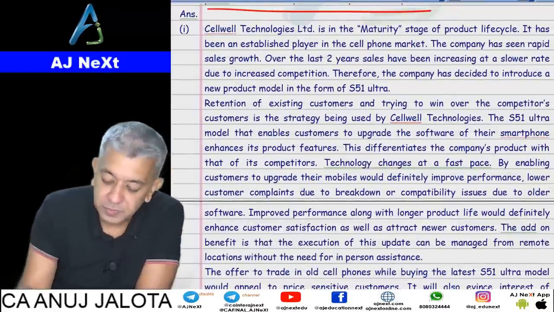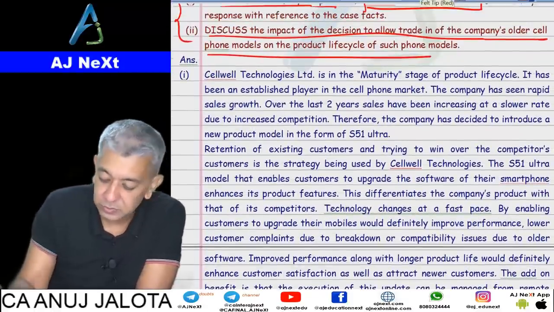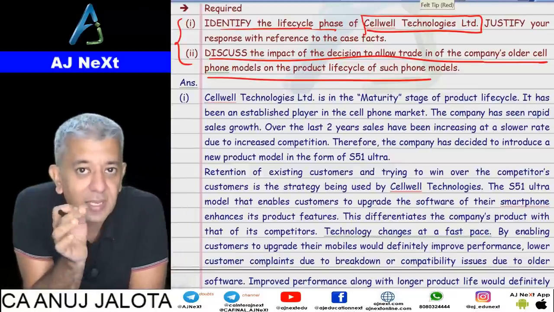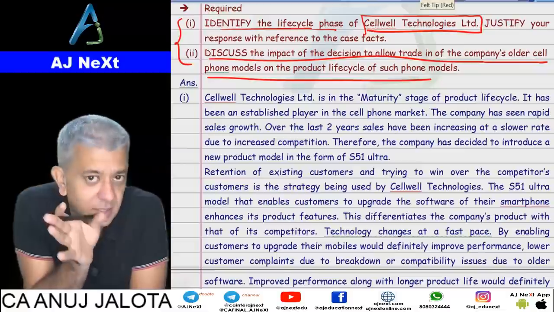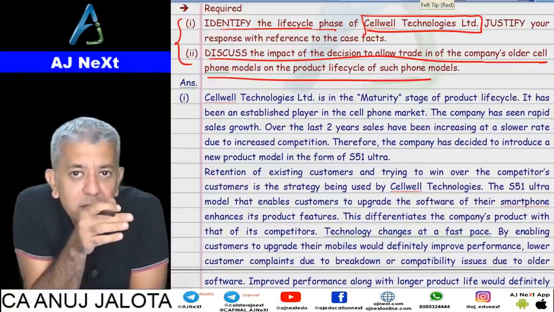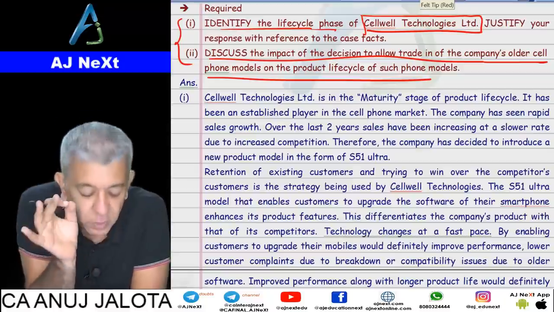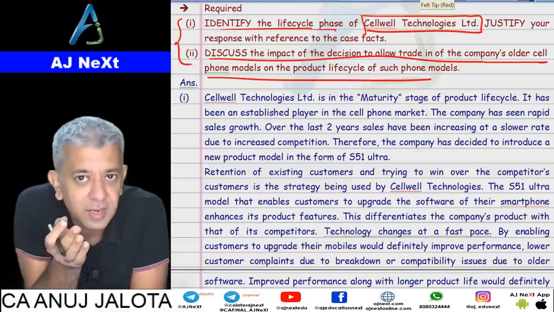Now see, this is the thing, okay, that you have to try to be saying in the first case that, like, you know, the answer is maturity stage. But you have to try to bring in the facts in this complete question. Okay, try to bring in the facts. How do you know it is there in the maturity stage?